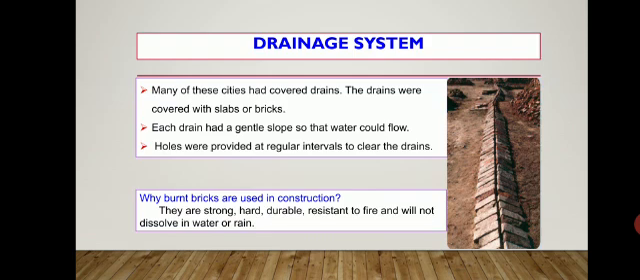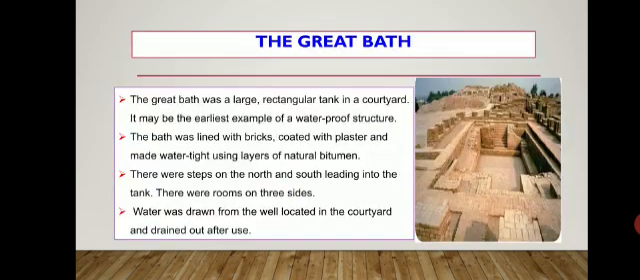So they used the burnt bricks. Next one is the Great Bath. It was a large rectangular tank in a courtyard. It is one of the well-known structures among the ruins of the Indus Valley. There were steps on the north and south leading into the tank. There were rooms on 3 sides.